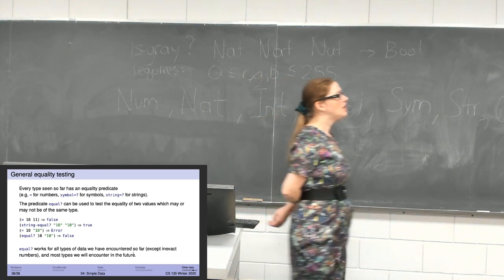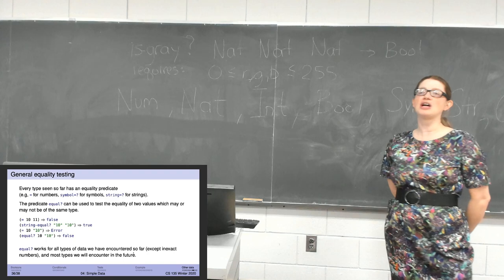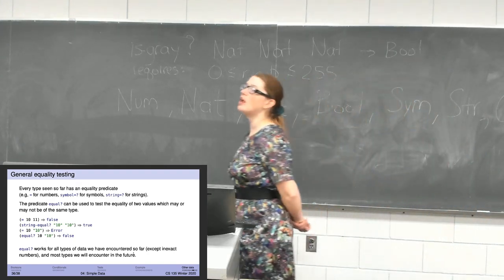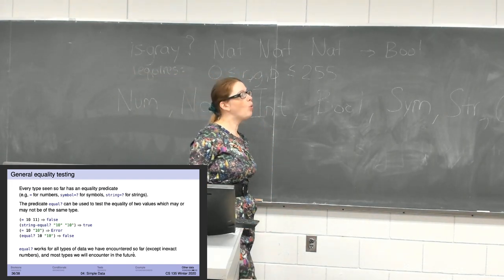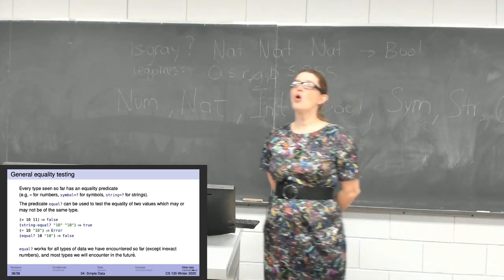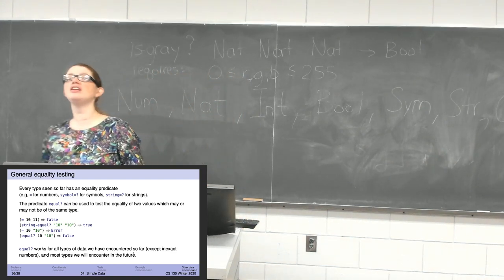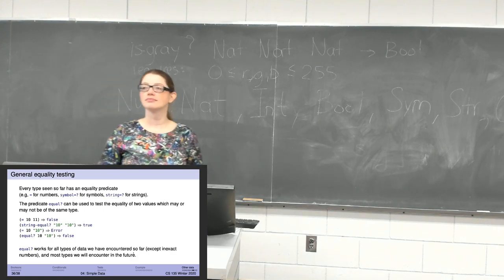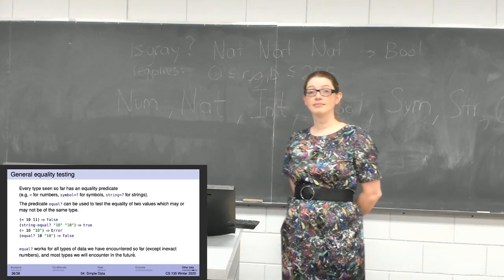One last thing. So we've kind of pointed out the fact that there are equality functions for each type. That is true. There's the equal operator for numbers. There's the symbol equal predicate for symbols. There's the string equal predicate for strings. What if I don't know the type of my arguments? Or what if my arguments are of different types? Is there an equality predicate for that? Yes. It's equal question mark. It works on anything, literally anything.